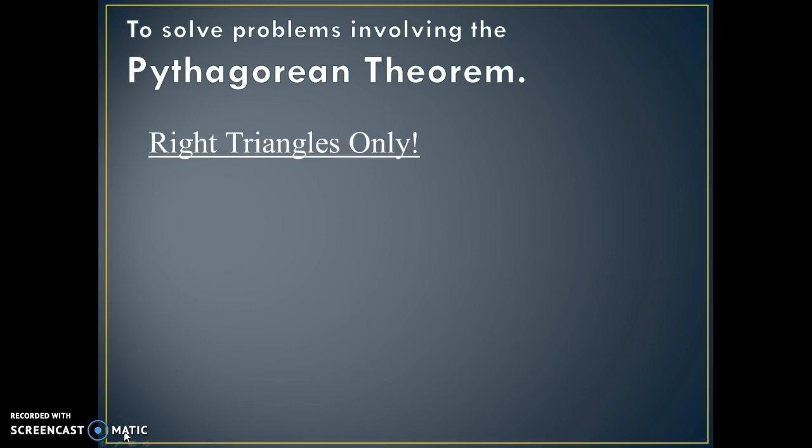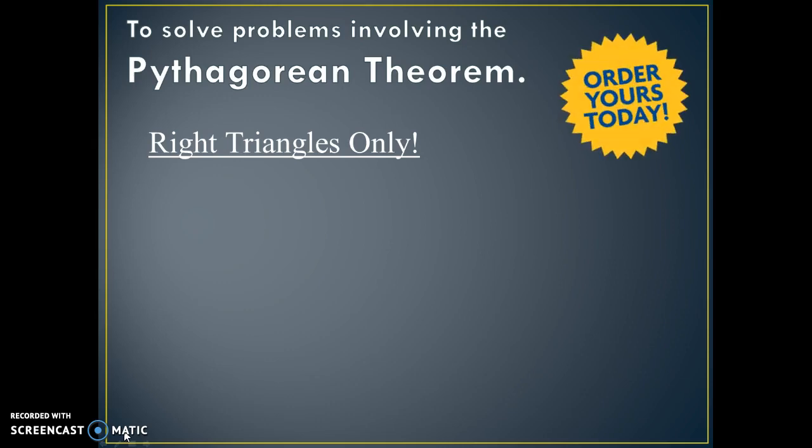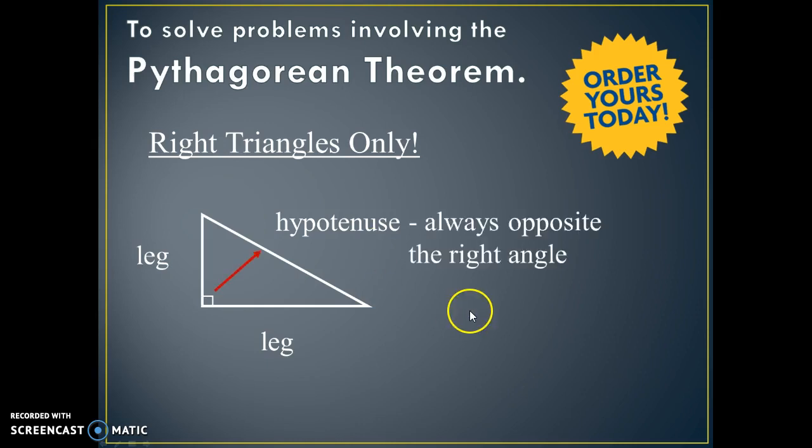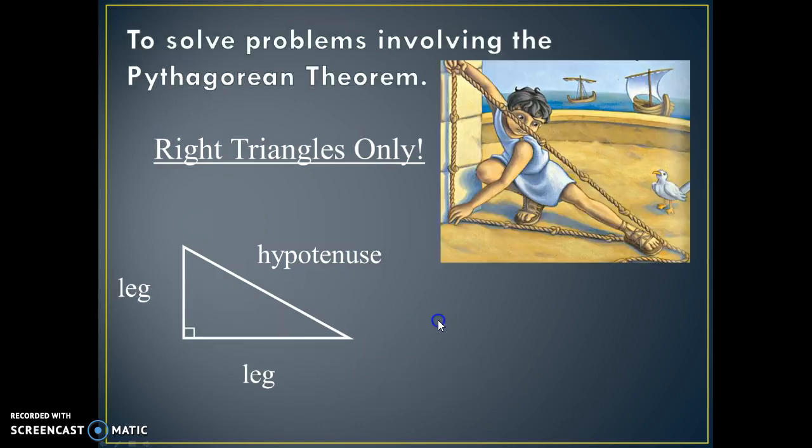Right away, we have to know that the Pythagorean Theorem only works for right triangles. So we have to make sure that we have a right angle, and the sides of the right angle are called the legs, and the hypotenuse is the longest side, always opposite to the right angle. If you can remember the letter L for legs, that's the 90-degree angle.